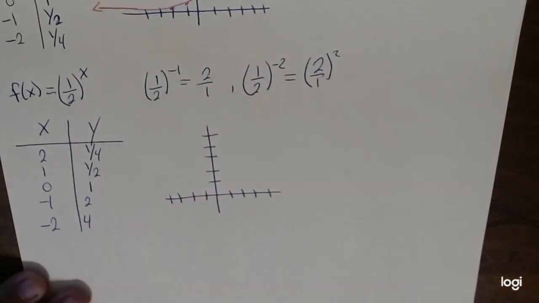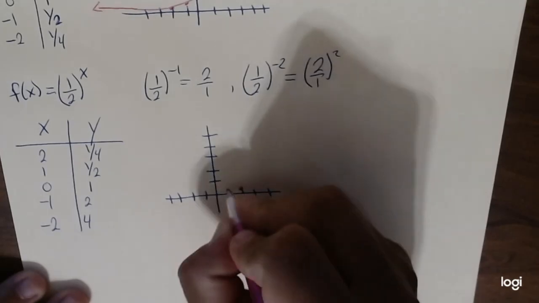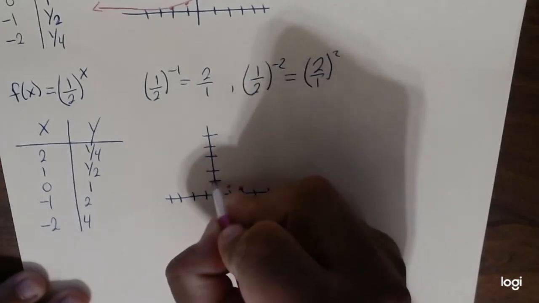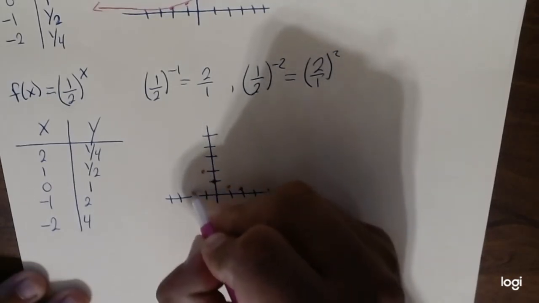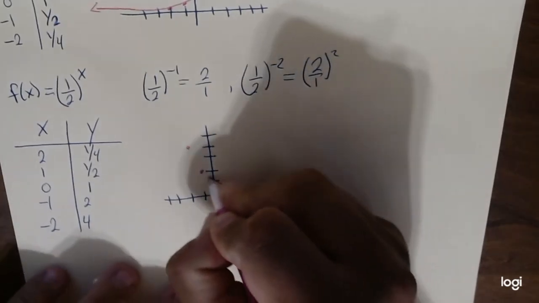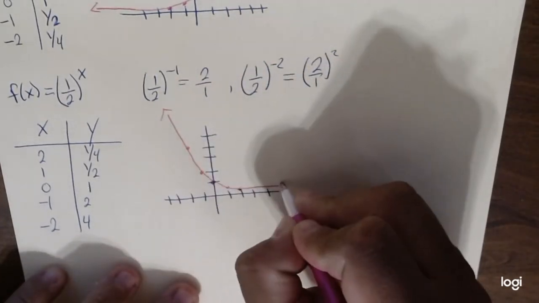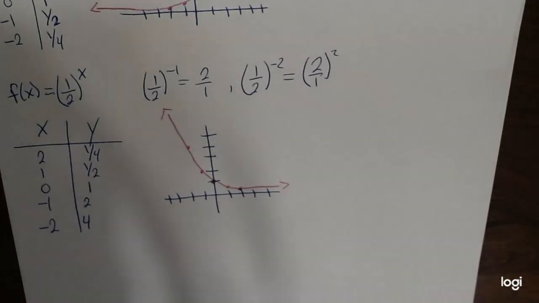All right, so this time we have 2 and 1/4, 1 and 1/2. So they have this in common, 0 and 1, -1, 2, and then finally -2, 4. So it goes in the opposite direction, as we can see. So, right, probably like your bank account when Christmas hits, right? Because it just drops dramatically, buying presents for everybody.